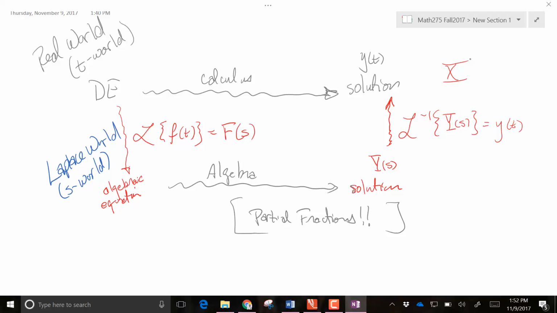Here we're going to have different functions that we're going to transform, and then we're going to go into the Laplace world and do the algebra. We're going to solve for Y of s, since our differential equation will turn into an algebraic equation where there's a Y of s in there somewhere. Then we're going to take our Y of s back to the real world, and it's going to become y of t.